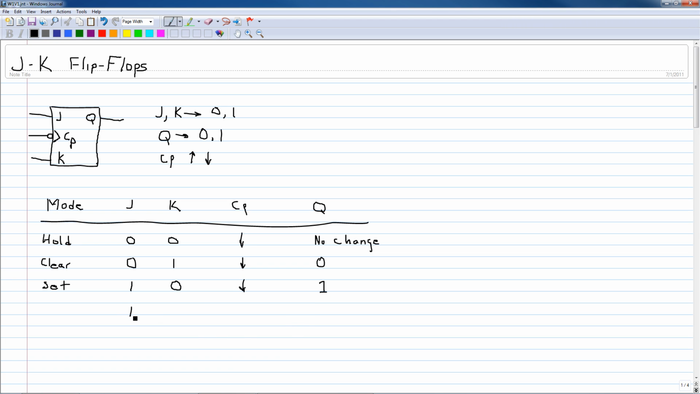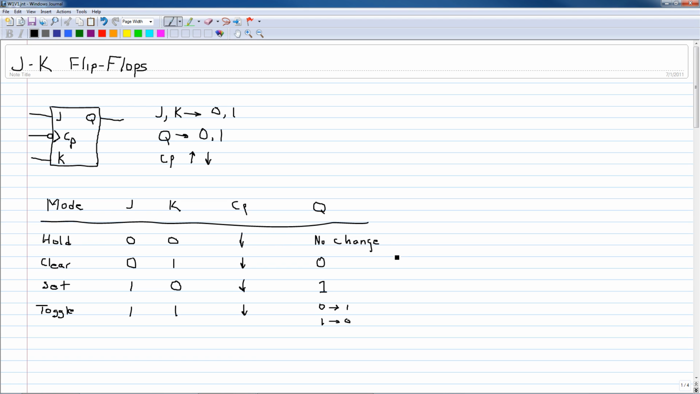The final state is when both J and K are equal to 1, and this is called the toggle state. And when you set J and K both equal to 1, and then you get the active transition of the clock, if Q was a 0, then it's going to change its state to a 1, and if it was a 1, it's going to change its state to a 0, or toggle. Okay. That's basically how the JK flip-flop works there.